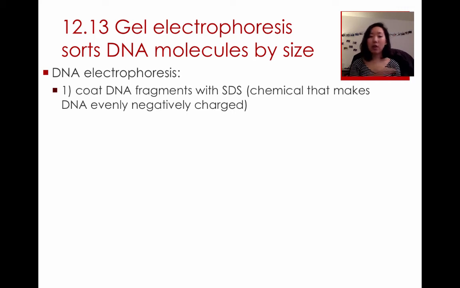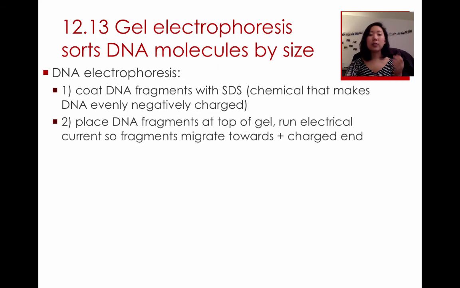The reason we want all the charge to be even around the DNA is because we're going to place this DNA in a gel and run an electrical current through the gel. The top of the gel will be negative and the bottom of the gel is positive. Because the DNA is coated with this negative substance, it's going to migrate towards the bottom of the gel. So it's controlling for charge, because we only want to separate the DNA based on its size.